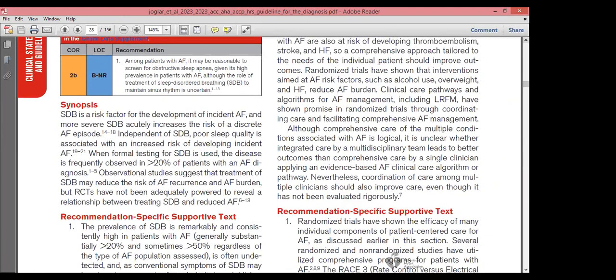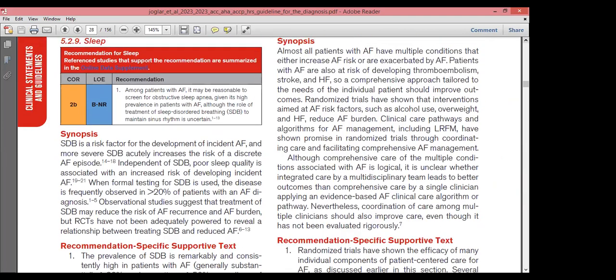Then concerning sleep disordered breathing, they said among patients with AF, it is reasonable to screen for obstructive sleep apnea, given its high prevalence in patients with AF, although the role of treatment of sleep disordered breathing to maintain sinus rhythm is uncertain. So this is a class 2B recommendation. They don't know whether, in patients that have sleep disordered breathing and AF, treating the AF and taking them back to sinus rhythm is going to help with the sleep disordered breathing. So it's uncertain yet, so it's a class 2B recommendation.